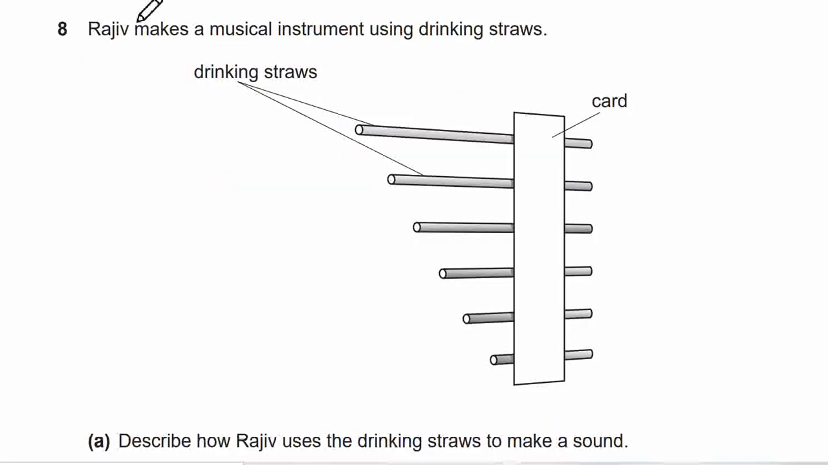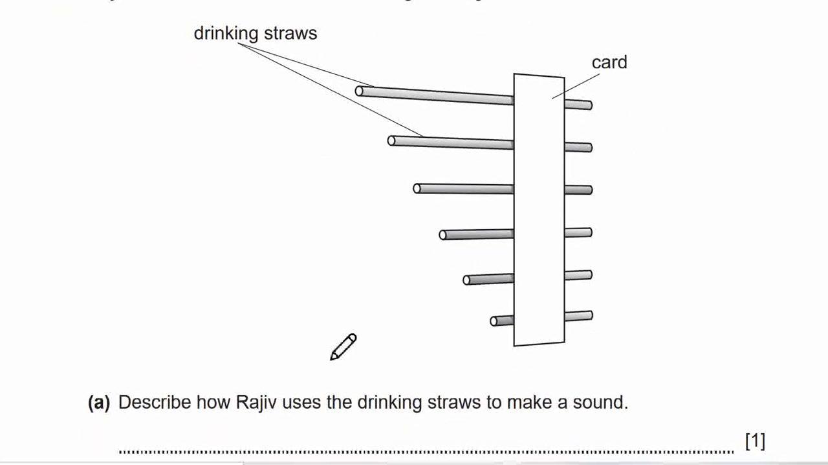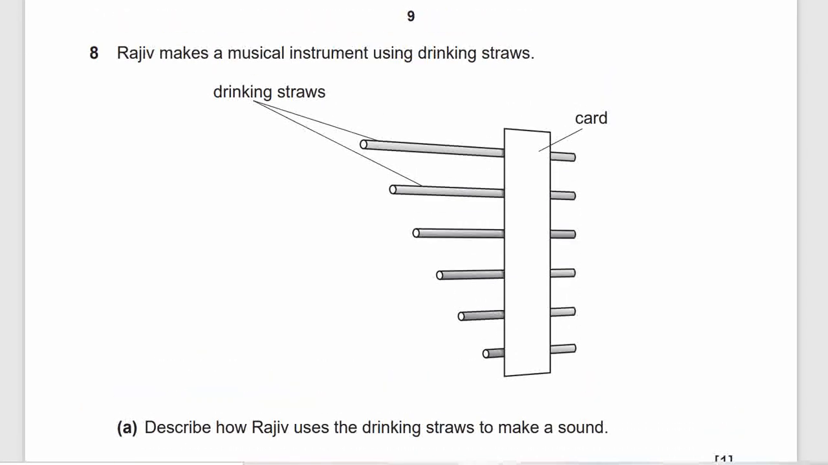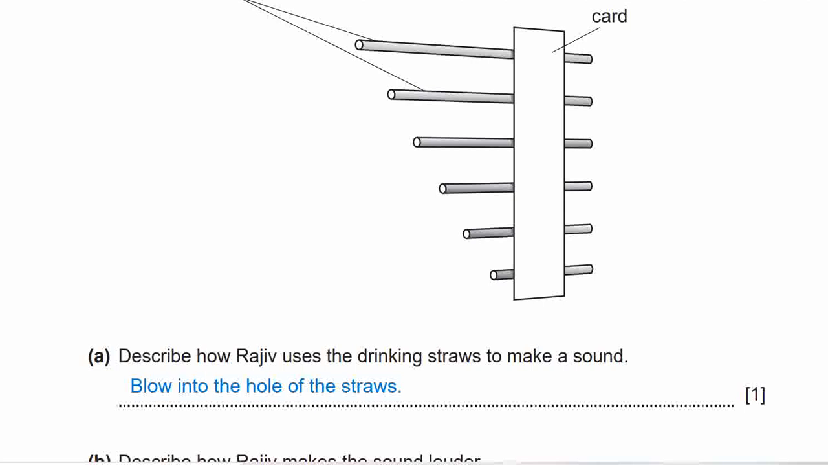This is question 8. Rajiv makes a musical instrument using a drinking straw. And this is the card. Describe how Rajiv uses the drinking straw to make sound. So he will blow into the hole of the straw.